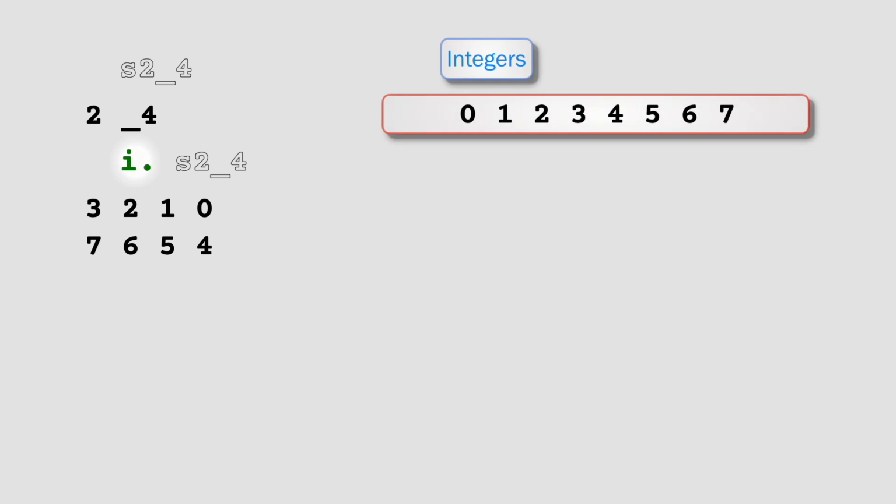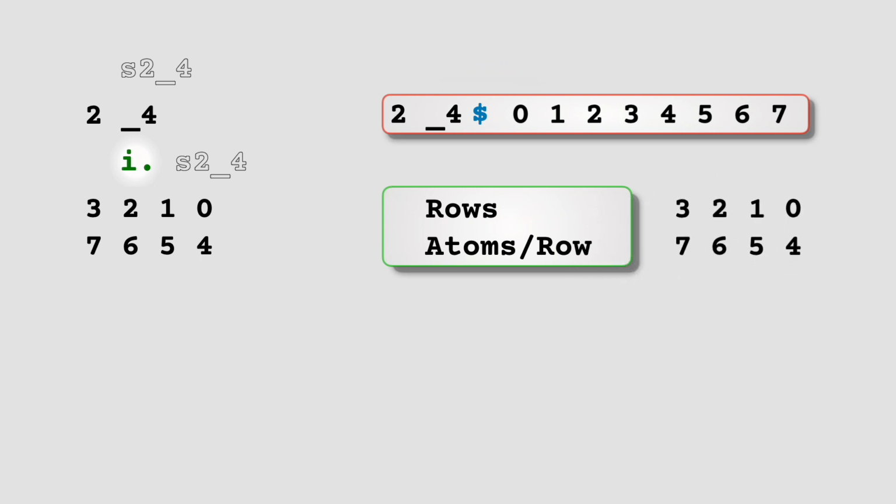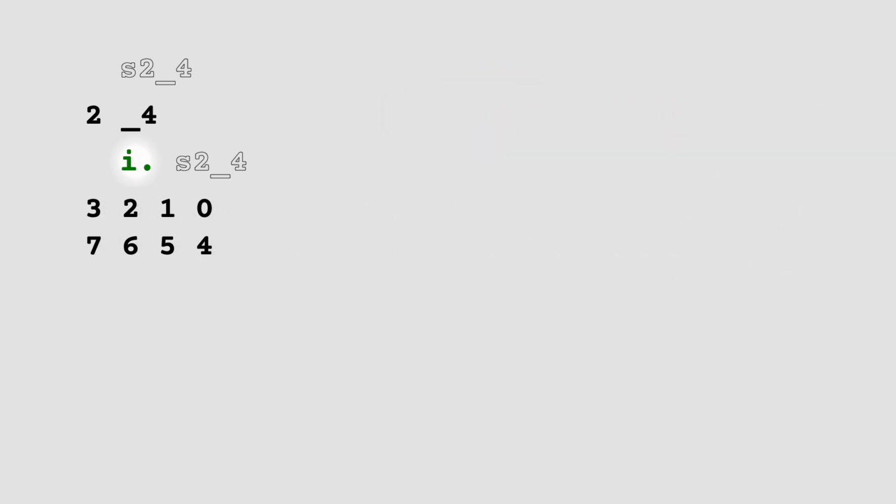When we look at arguments of 2 integers, we can see the effect that having one negative has on the outcome. Here we need 0 through 7 as our integer list. Then we reshape according to 2, 4, creating 2 rows of 4 atoms per row, but taking note of the negative value for 4. And finally, we reverse along the axis of the negative value so that in this case, the 4 atoms in each row are reversed.